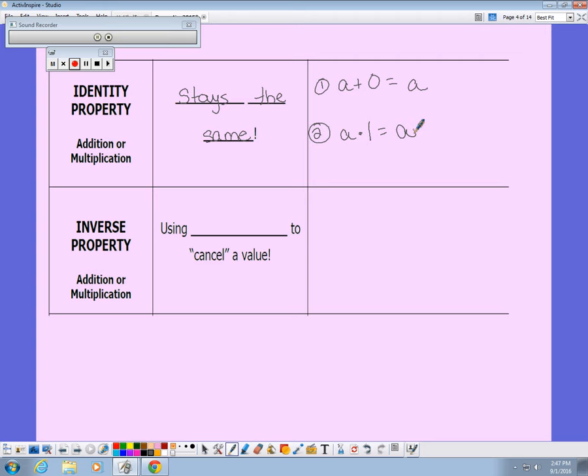Next is our inverse property of addition or multiplication, and these use opposites to cancel a value. So how do I cancel out a value? What would cancel out 8? What do you think would cancel out 8 if I were to add to it? Meaning what would equal 0? And the answer is negative 8. They cancel each other out. And for multiplication, we need to equal 1. So if I have 4/5, what cancels out 4/5? The reciprocal, 5/4.